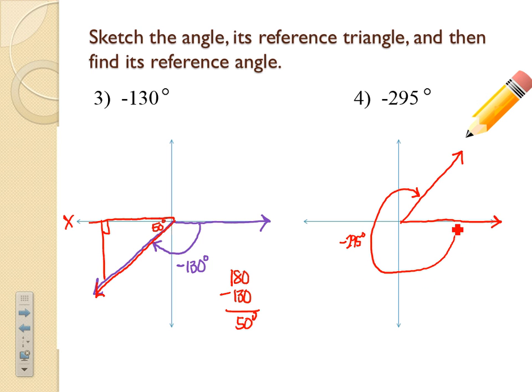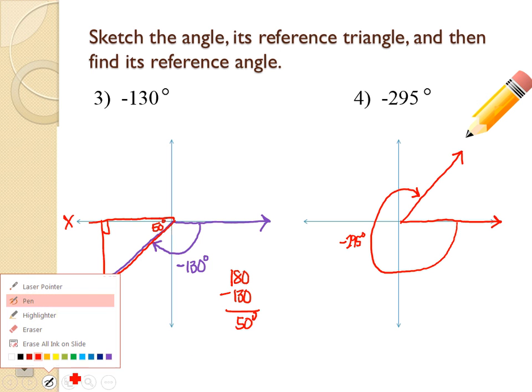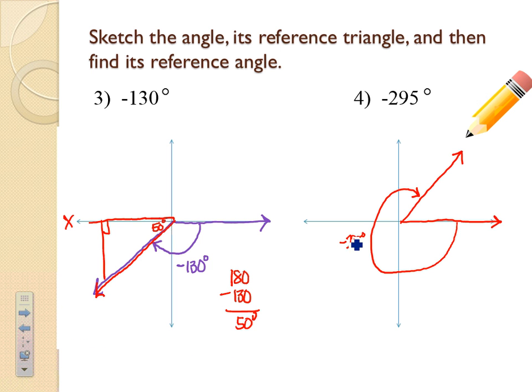All right, now what I want to do is make my reference triangle. Remember, my reference triangle is always my terminal side, drop down a perpendicular to my x-axis, making a 90-degree angle. And then this angle right here is my reference angle. So if I went all the way around, I would have gone 360. So if I take 360 minus 295, I would get a 65-degree reference angle. So my reference angle there is a 65-degree angle.